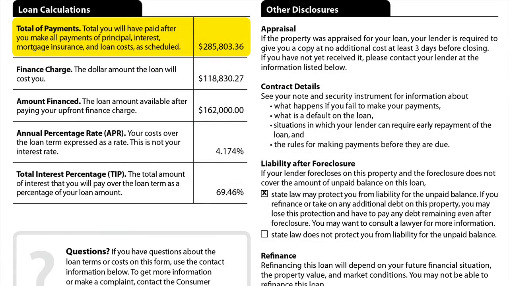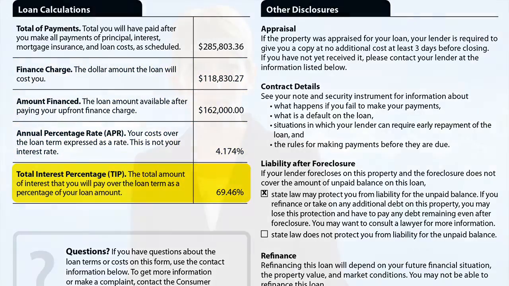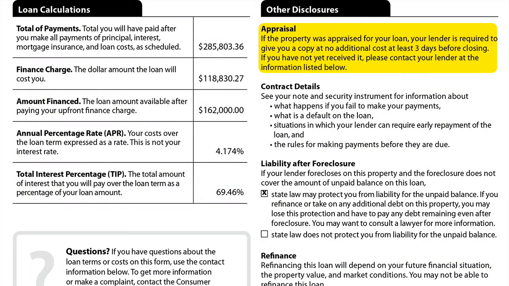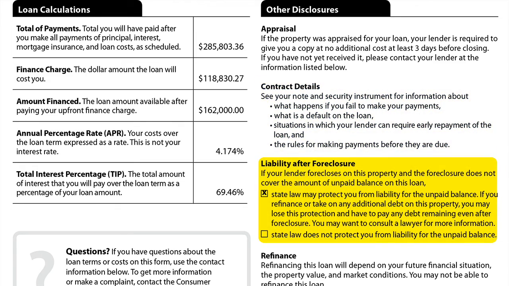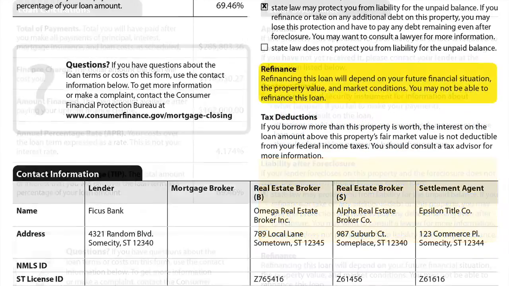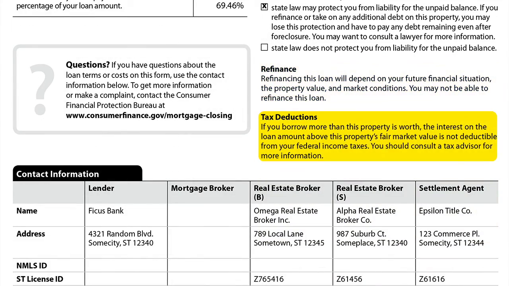The fifth and final page of the CD contains several types of information. In the top left section is a set of loan information titled Loan Calculations. For the borrower, this information includes total of payments, finance charge, amount financed, APR, total interest percentage. On the right-hand side of page 5, under Other Disclosures, the borrower will find information including information about their right to a copy of the appraisal, prompts or reminders about understanding repayment requirements and consequences, a brief statement about the potential for liability after foreclosure, and a note about refinancing as well as tax deductions.